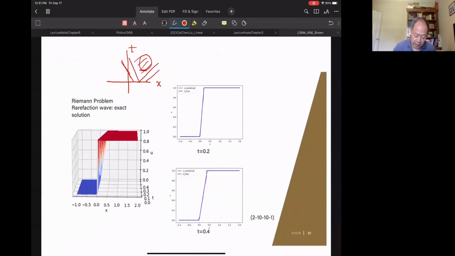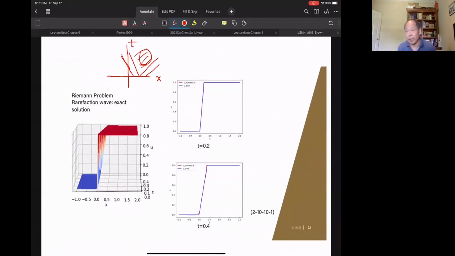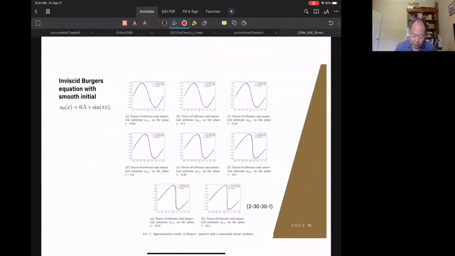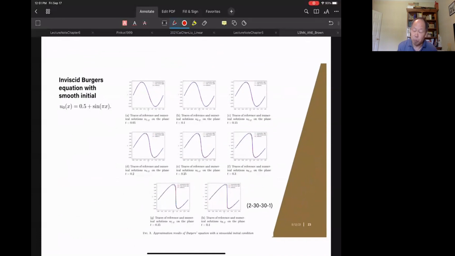So these are the rarefaction waves. We don't know how to enforce the entropy. What we basically believe is that continuity would give us that, plus, of course, doing the right kind of differentiation, which to us is the key. This is the much more complicated initial data.